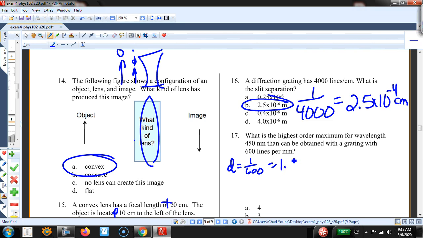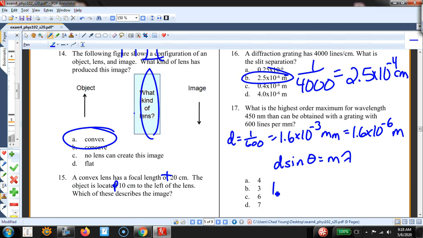1.6 times 10 to the minus 3 millimeters, or 1.6 times 10 to the minus 6 meters. Be careful with your metric system, okay? And then I say d sine theta equals m lambda. d is 1.6 times 10 to the minus 6. Sine of 90 equals m times lambda, 450. And then I solve that for m.